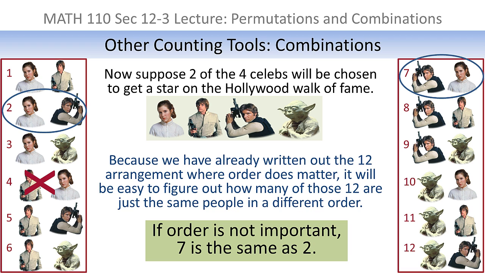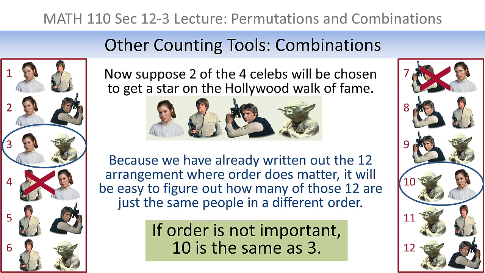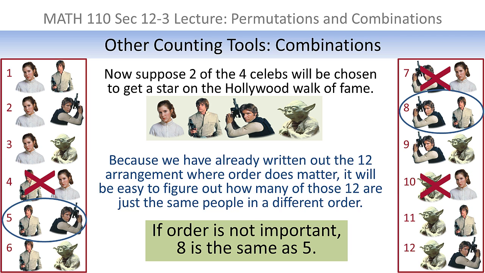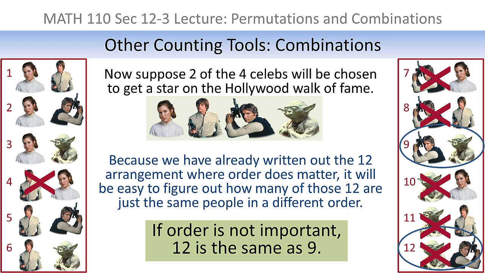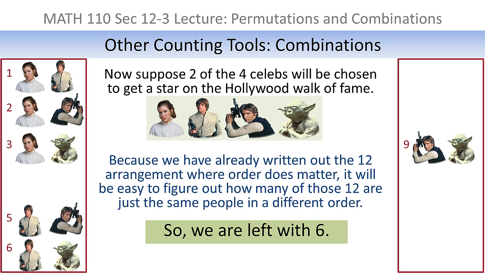2 and 7 are the same. Choosing Leia then Luke is the same as choosing Luke and then Leia. So I can mark one of those out. And just continue doing this. 3 is the same as 10, so I can mark one out. 5 and 8 are the same. Both have Luke and Han. I get rid of one of those. 6 and 11. Get rid of one of those. 9 and 12 are the same. They both involve Han and Yoda, so I can get rid of one of those. So when all's said and done, I'm only left with 6. So out of the 12, I've got 6 left.